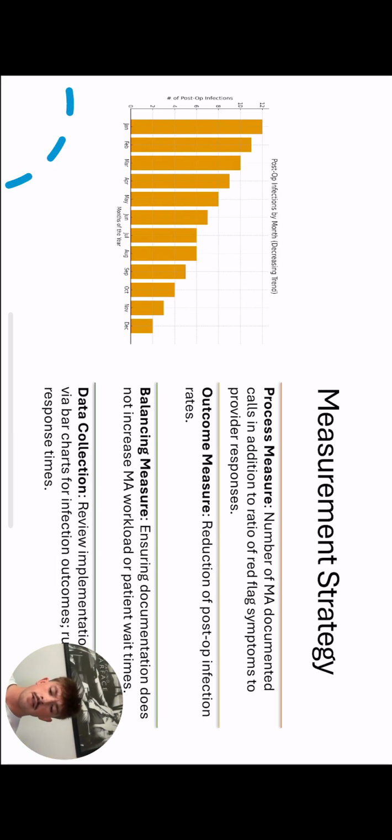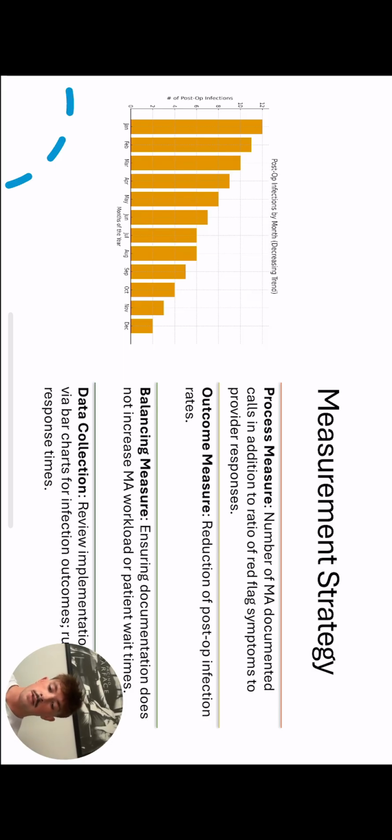For our measurement strategy, it is essential for knowing whether our intervention is actually improving patient safety, and we will measure this by focusing on the number of documented calls and the ratio of red flag symptoms to provider responses. This will tell us how consistently the documentation tool is being used within the workplace. Our outcome measure is the reduction in post-operative infection rates. If we see infections decrease after implementing this plan, we know the intervention is effective.